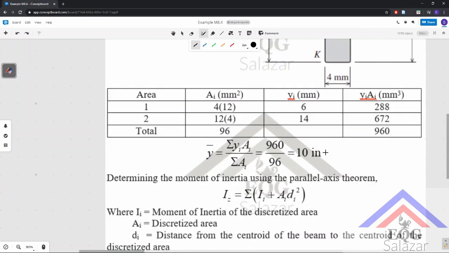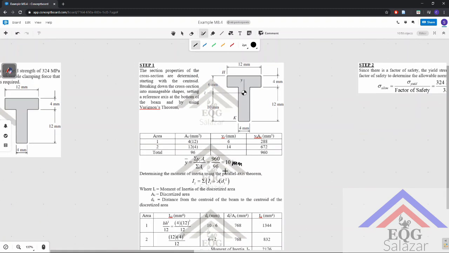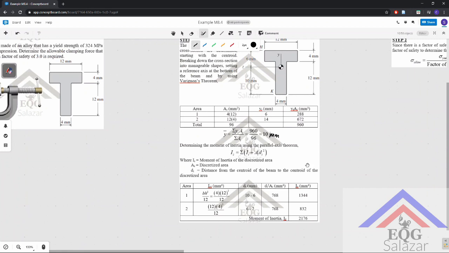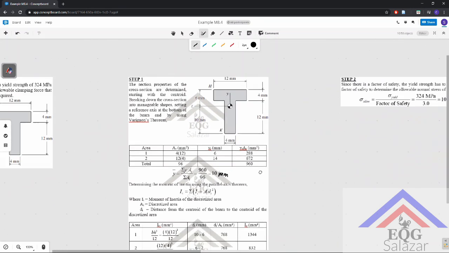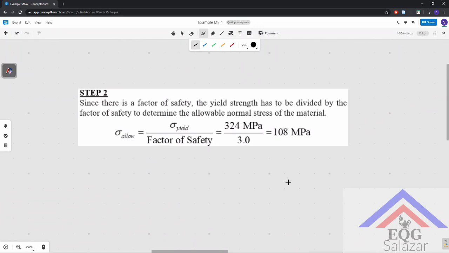Actually, this is not supposed to be inches. It's supposed to be in mm, in millimeter. So be careful of your units again, especially if you're taking your exam. Since there is a factor of safety, the yield strength has to be divided by the factor of safety to determine the allowable normal stress of the material.